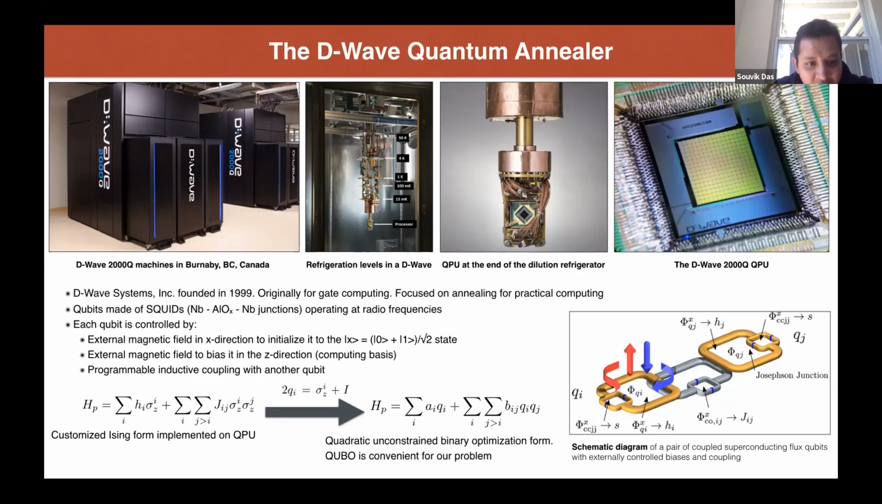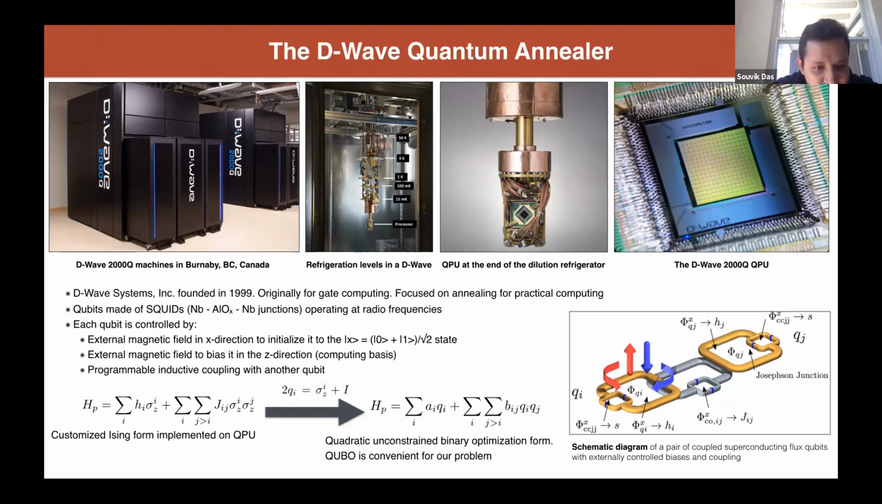Okay, and then slowly we turn off this x direction magnetic field and turn on the problem Hamiltonian, which is in the z direction. Okay, and also the mutual inductances between the qubits, such that the ground state of this new mutual inductance and external magnetic fields is the solution to the problem you're looking for. So you can simply look at it.